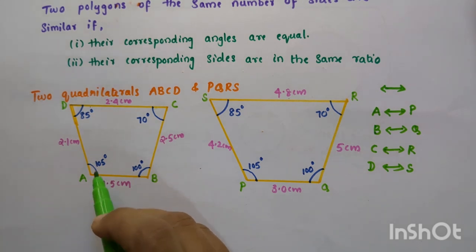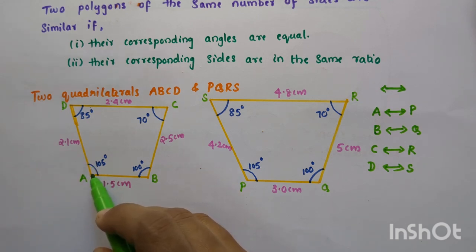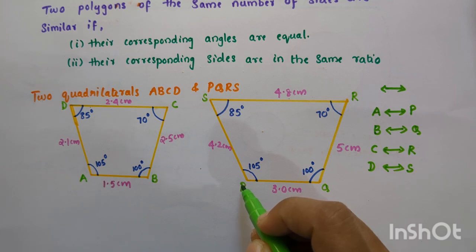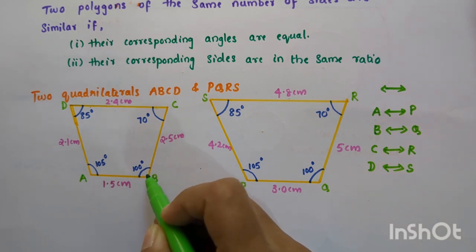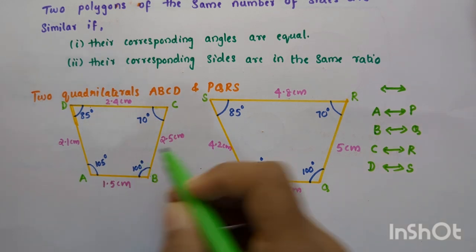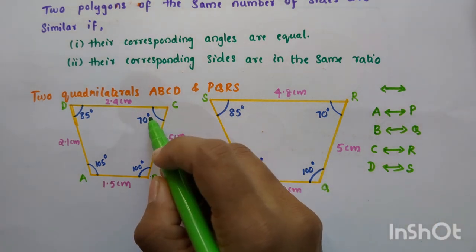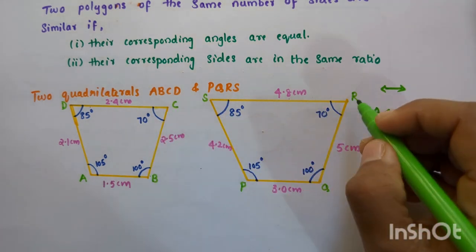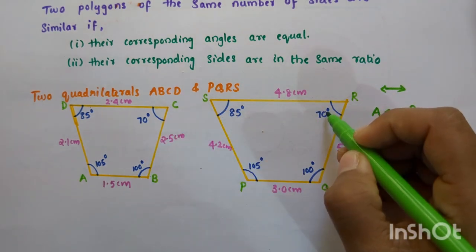Now you see, corresponding to the vertex A of quadrilateral ABCD, we have an angle of 105 degrees. Vertex A corresponds to vertex P of the second quadrilateral. Corresponding to P, here we have the same angle, 105 degrees. Similarly, corresponding to the vertex B, we have 100 degrees here. Corresponding to Q, we have 100 degrees here. Corresponding to the vertex C, we have 70 degrees here. The vertex C corresponds to the vertex R of the second quadrilateral. So here we have 70 degrees, here also we have 70 degrees.